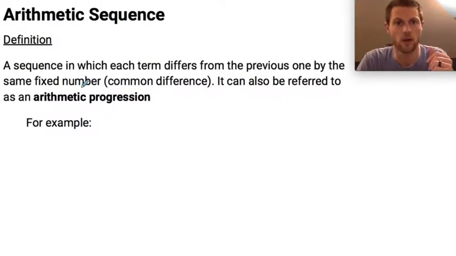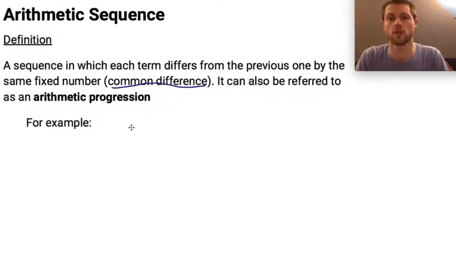It is a sequence in which each term differs from the previous one by the same fixed number, so we call this a common difference. It can also be referred to as an arithmetic progression. So the key term here is a common difference between all of my terms in the sequence.